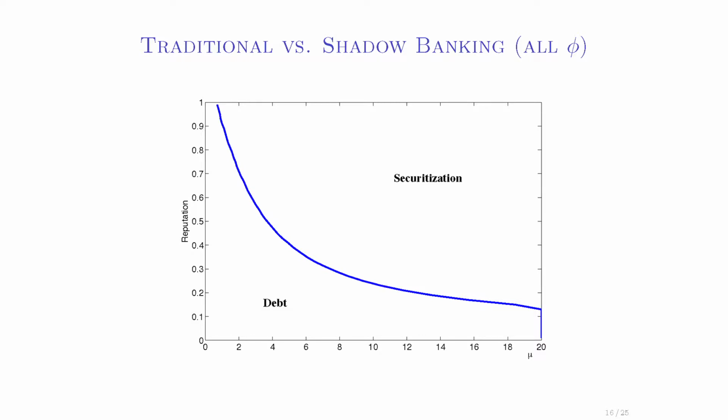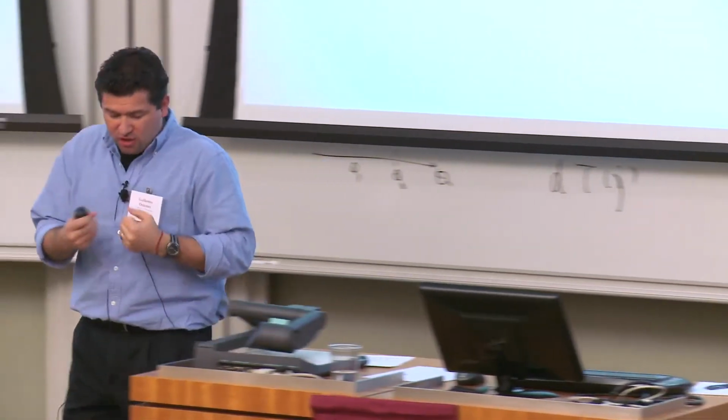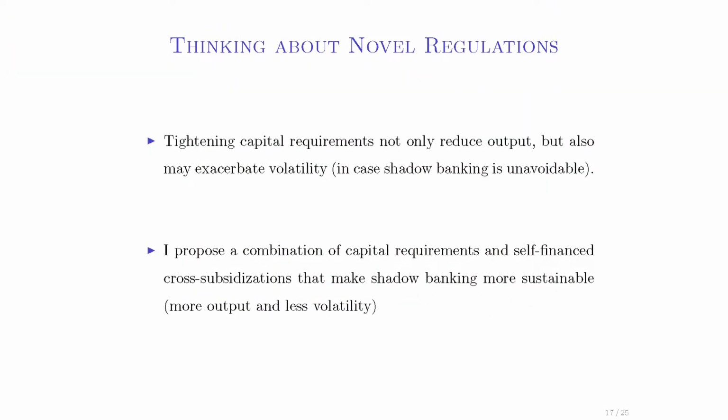Basically, what this tells you is that in this particular model, shadow banking doesn't have anything bad. All the contrary. It is a possibility that the market gives you to invest optimally, to exploit the particular advantages of banks. Okay? So tightening capital requirements here will not only reduce output, but potentially will exacerbate volatility, because it depends on how this plays out. Some banks may decide to jump to shadow banking even when they're not that great banks.